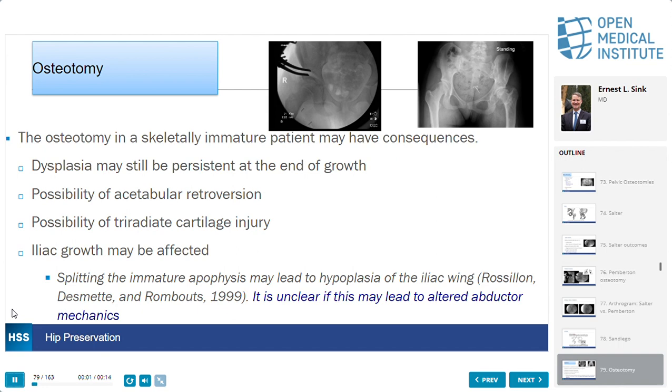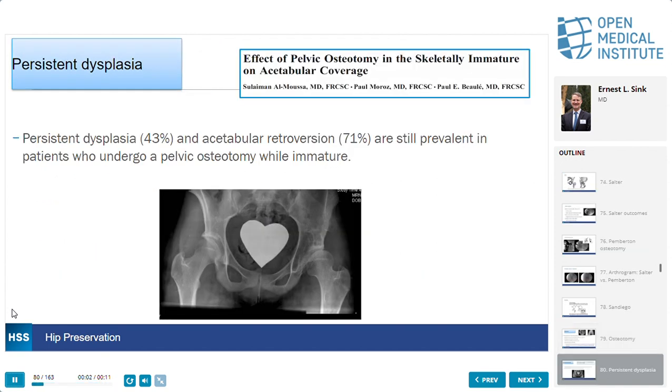So the osteotomy in a skeletally immature patient may have consequences, as I mentioned. You can damage the triradiate cartilage, you can cause acetabular retroversion, iliac growth may be affected, which would affect your abductor mechanics, okay? So persistent dysplasia, though, we find it still present in about 30% of the patients that have further corrective surgery that aren't PAOs or triples.